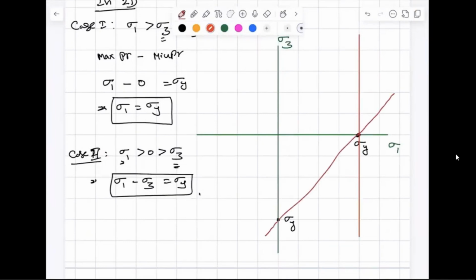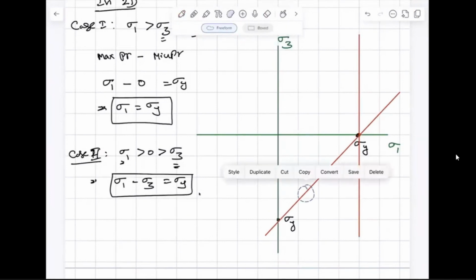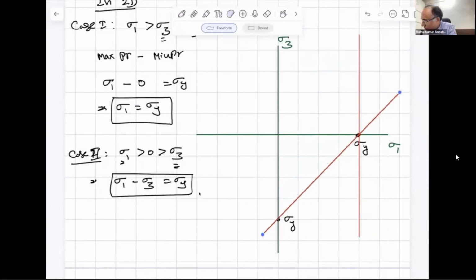Sir, one small doubt. Yes. When you say that sigma 1 is greater than 0 and sigma 3 is less than 0, the yield strength should be positive, right? Because sigma 1 minus sigma 3. So yeah, sigma 3 is negative, so minus of minus becomes plus, no? Yeah, but then the yield strength cannot be at the negative axis, right? It should be on the positive axis. No, sigma y is yield strength, it is magnitude. You are only talking about magnitude, isn't it? Yes. So that is the equation, sigma 1 minus sigma 3 is equal to sigma y.